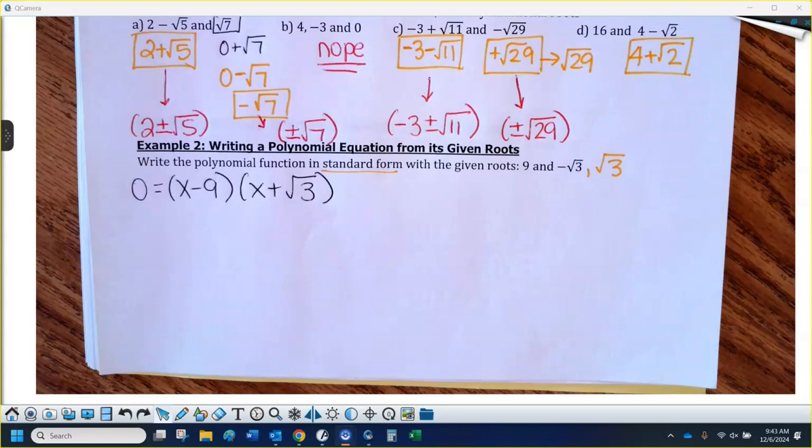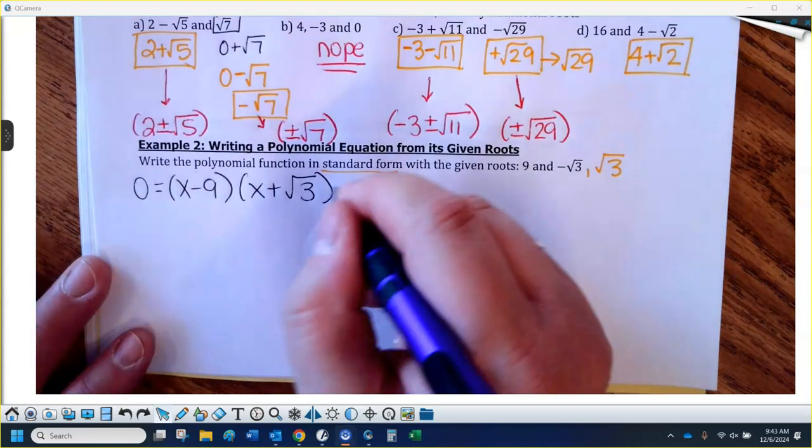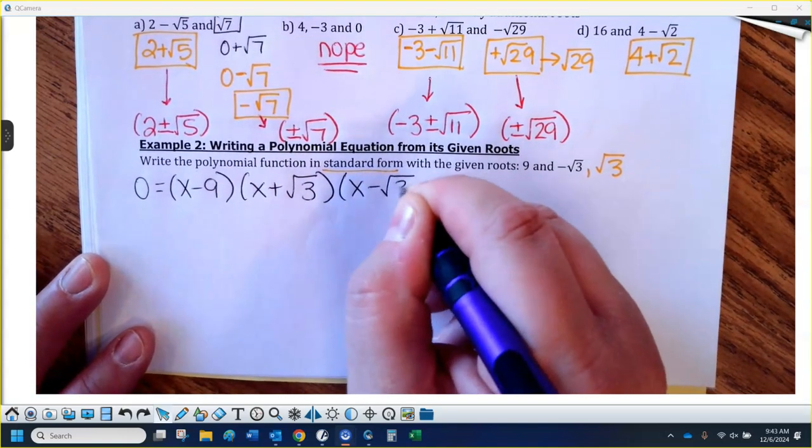Hunter, what do you think? Same thing but negative. Exactly. X minus the square root of 3.